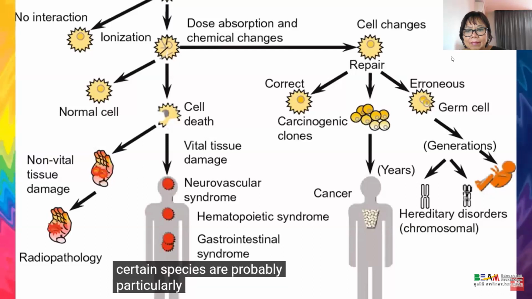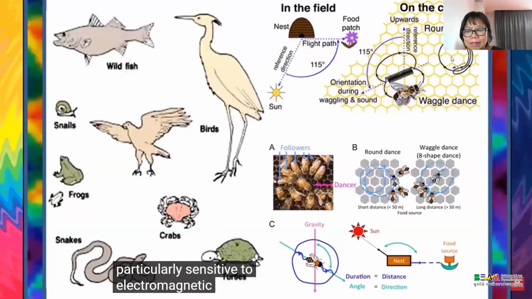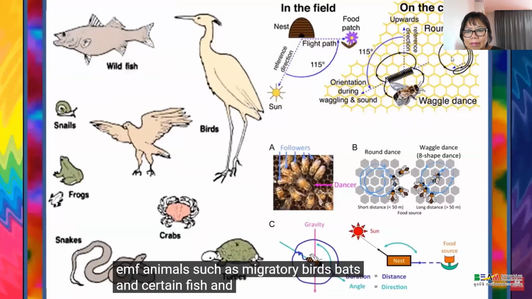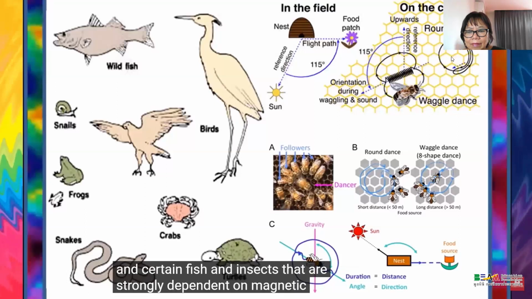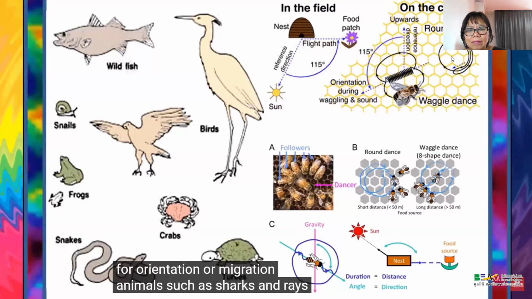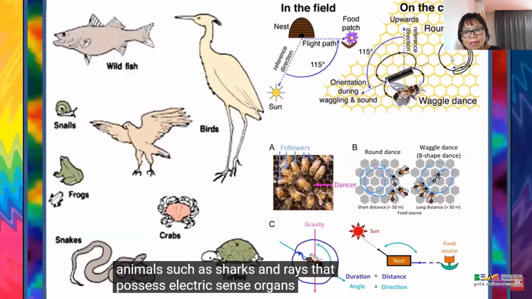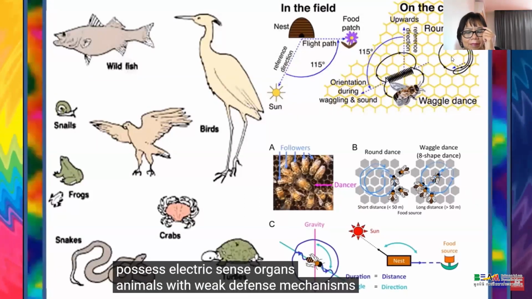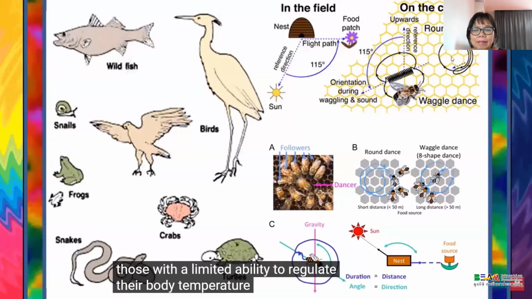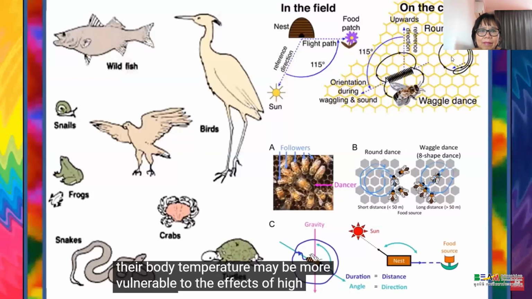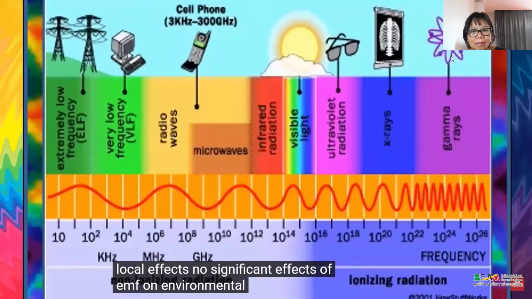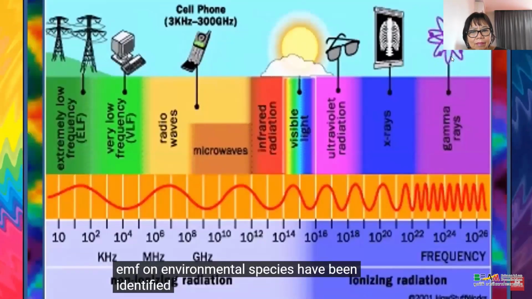Certain species are probably particularly sensitive to electromagnetic fields, EMF: animals, such as migratory birds, bats, and certain fish and insects, that are strongly dependent on magnetic fields for orientation or migration; animals, such as sharks and rays, that possess electric sense organs; and animals with weak defense mechanisms. For instance, those with a limited ability to regulate their body temperature may be more vulnerable to the effects of high-frequency EMF. Apart from some minor local effects, no significant effects of EMF on environmental species have been identified.